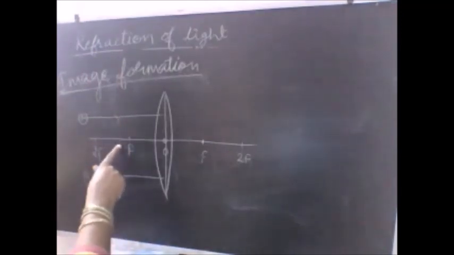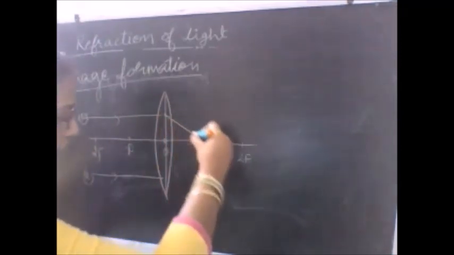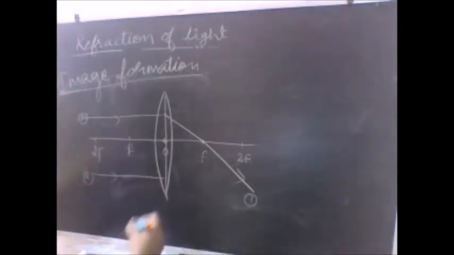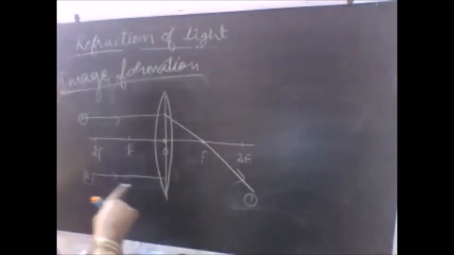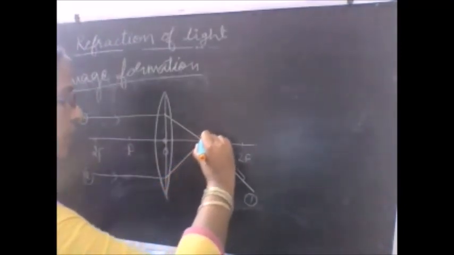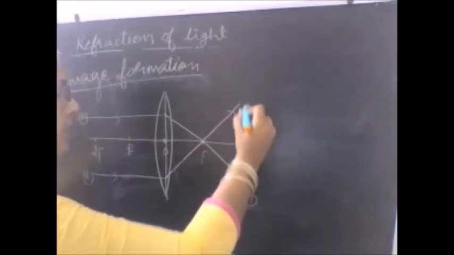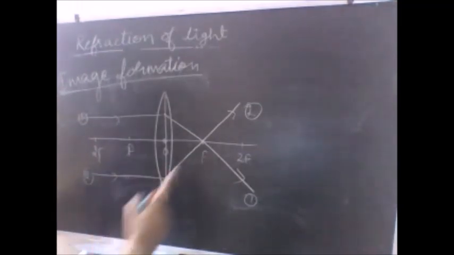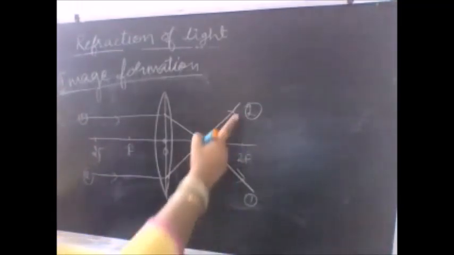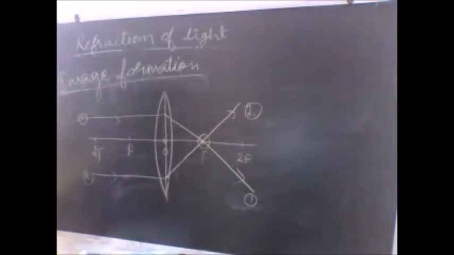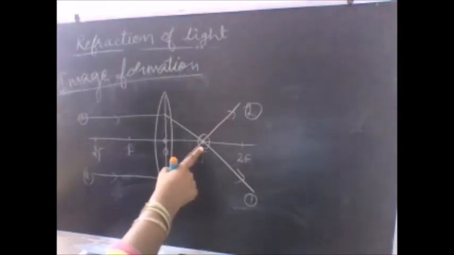So what is the rule that I am going to use here? The light ray parallel to the principal axis passes through focus after refraction through the lens. This is refracted light ray number 1. The second incident light ray is also parallel to the principal axis, and the rule says that if the light ray is parallel to the principal axis, it will pass through focus after refraction. So look at the refracted light rays number 1 and 2. Isn't it that both the light rays are meeting at the point F? That means where is the image formed? At focus.